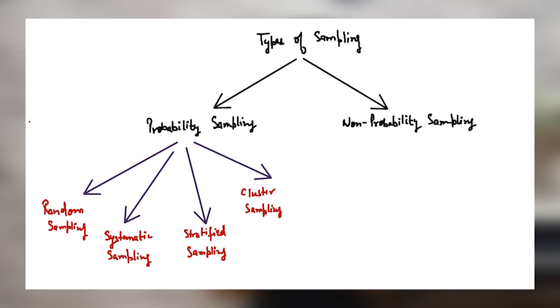Now we are going to discuss two techniques which are a part of non-probability sampling. Our first technique is convenience sampling. In this, a sample is chosen as per the researcher's convenience. The sample may or may not be a true representative of the population. It may be biased or unbiased.